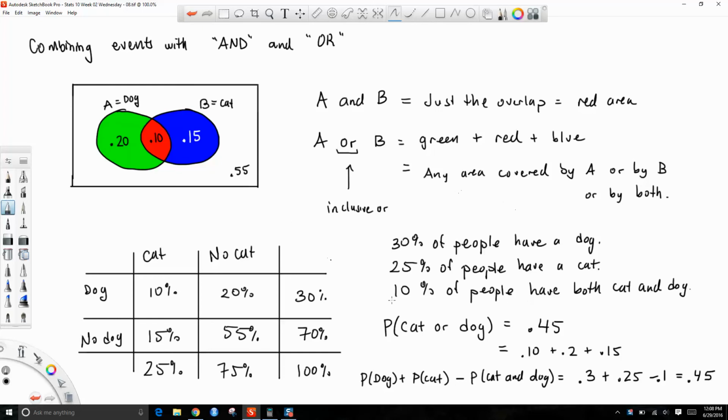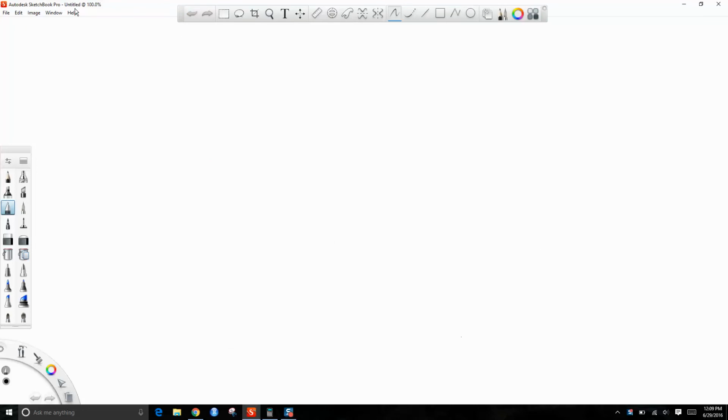Okay, so here we talked about calculating the probability of cat or dog. And so we can generalize this and say the probability of A or B, being the inclusive or, can be written as the probability of A plus the probability of B minus the probability of A and B.